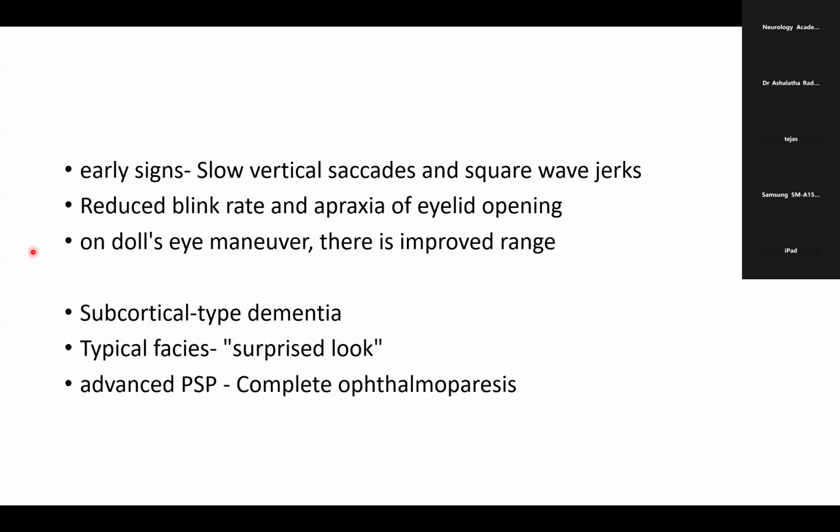The early signs in PSP are slow vertical saccades and square wave jerks, which I will be describing in detail shortly. There is reduced blink rate and apraxia of eyelid opening. On doll's eye maneuver, there is improved range because it is primarily a supranuclear problem. The dementia is again subcortical in this condition also. The typical face of PSP has a surprised look, and in advanced PSP, there is also a complete ophthalmoparesis.